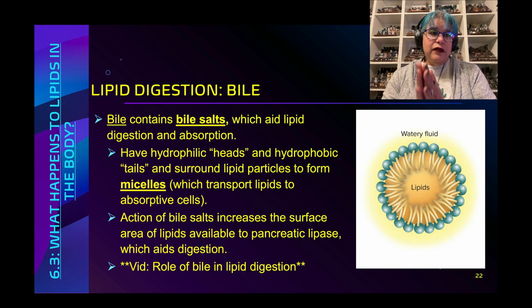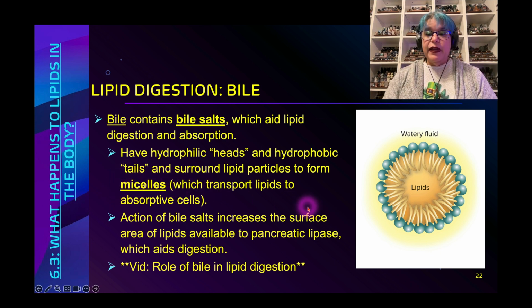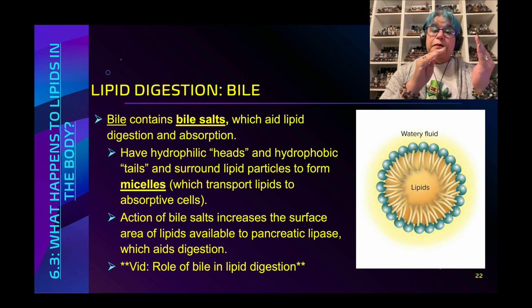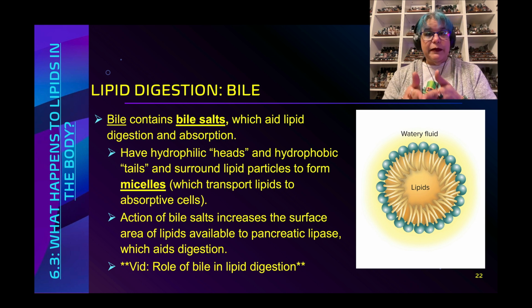So, bile contains bile salts. Bile salts are what aid in lipid digestion as well as absorption. They have hydrophilic heads and hydrophobic tails that can surround lipid particles and form what we call micelles, okay? Here's a micelle. It's an independent unit that has lipids in the middle that are protected from the horrible watery environment of the small intestine. Micelles transport the lipids to the absorptive cells in our small intestine.